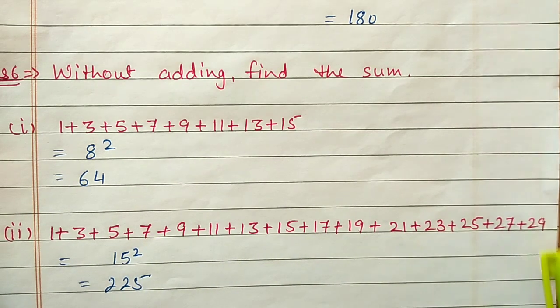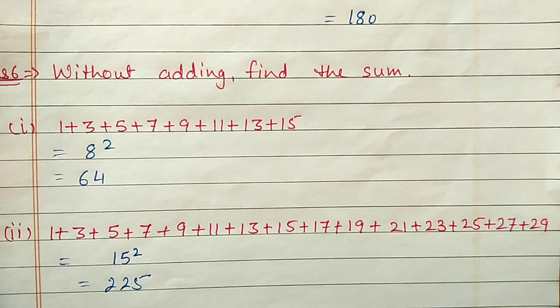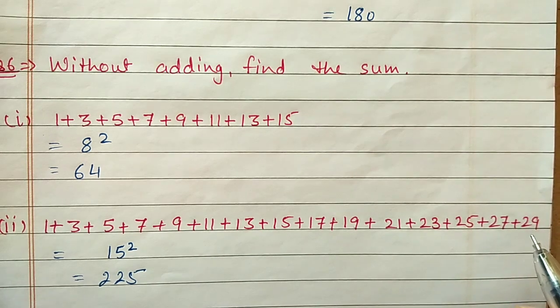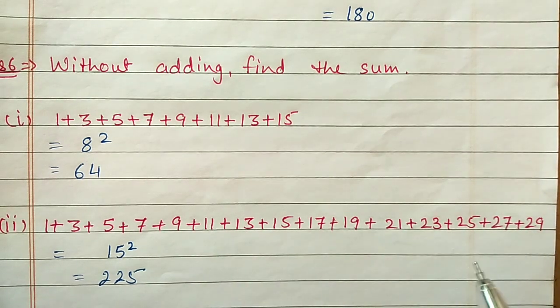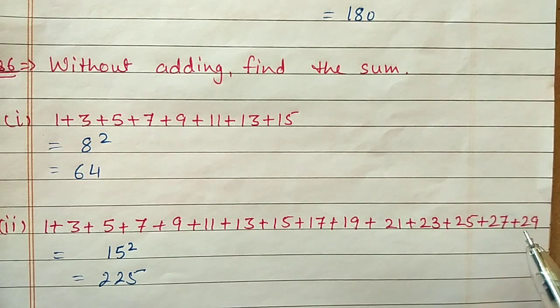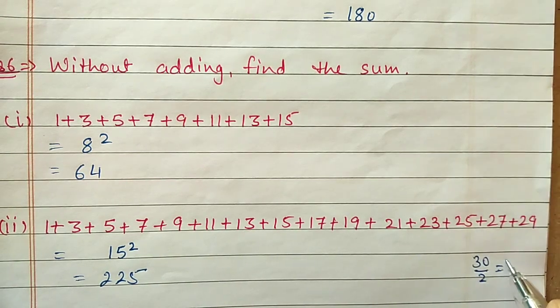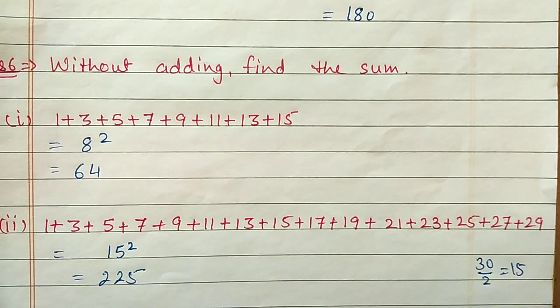Starting 15 odd numbers we have taken here. So the answer will be 15 square. See, if a very big number is given, here 29 is there, so we can count and write. But suppose a very big number is there, in that case what to do? In that case you have to take the next number after 29. After 29 is 30. So do the half of 30. The answer is coming 15. It means a total of 15 numbers are there.